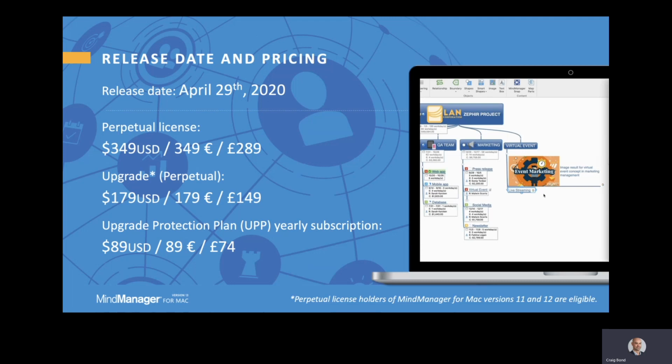And UPP, well, it's a yearly subscription service that guarantees users access to upgrades to all the latest versions and premium telephone support. So when the next version of the Mac product is released, for instance, users with UPP will get that automatically without having to pay the upgrade fee.